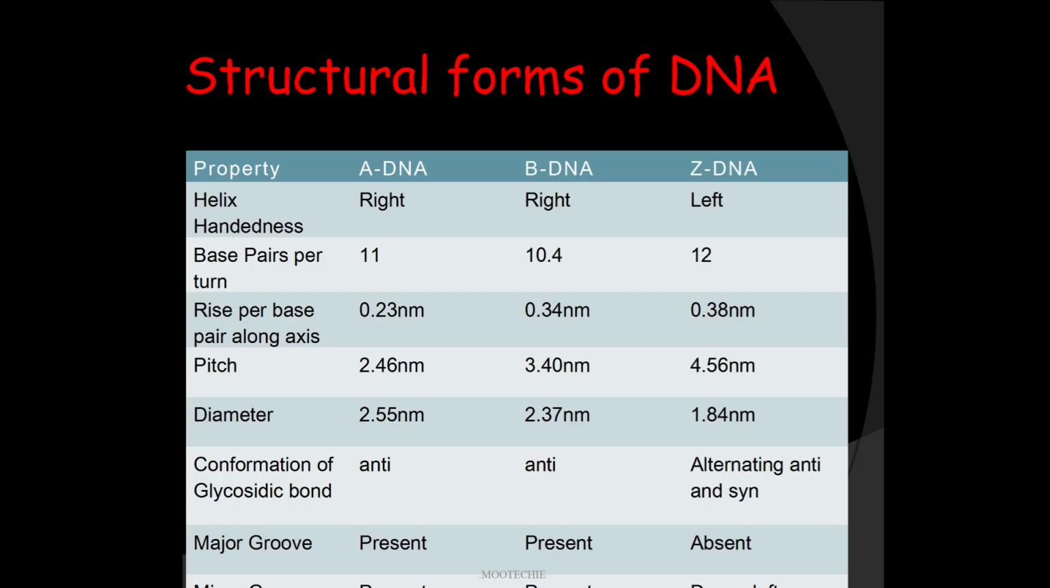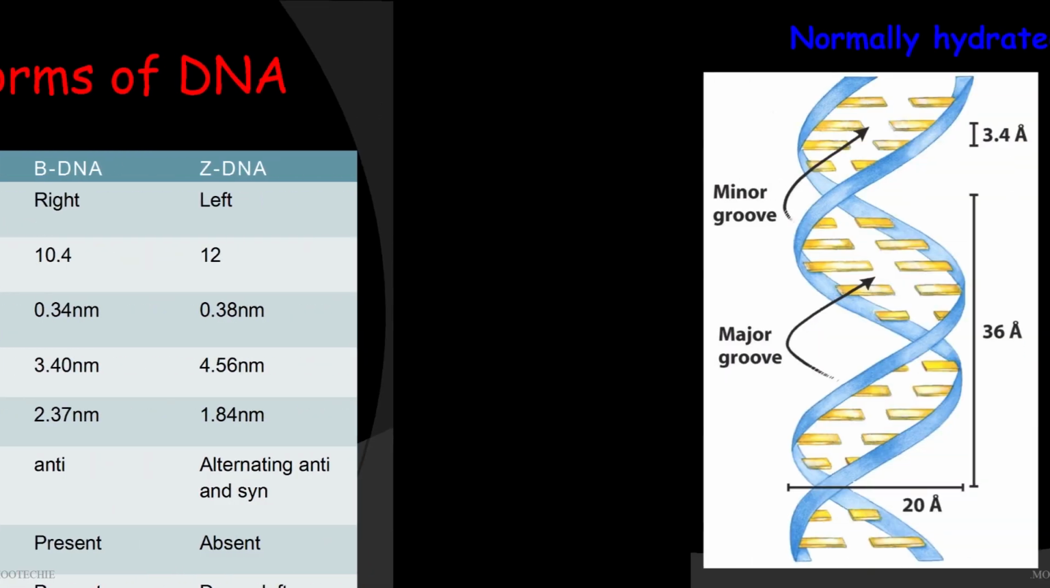Glycosidic bond: A and B DNA have an anti-conformation, while Z-DNA alternates between anti and syn. Major groove: it's present in A and B DNA, but absent in Z-DNA. The most common form in our cells, the normally hydrated DNA, is the B form.